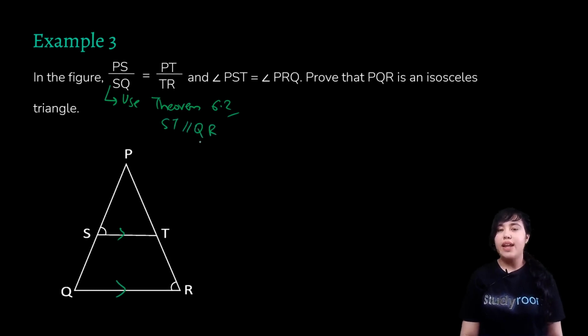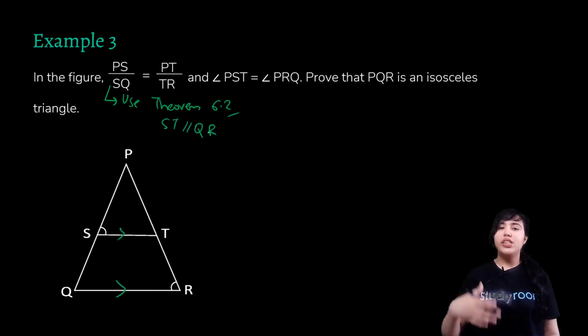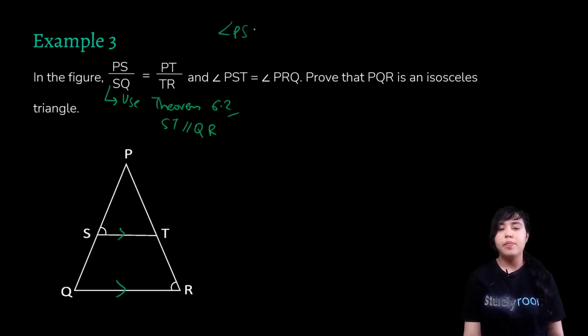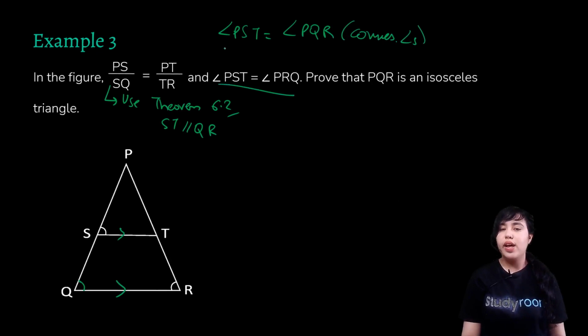Now if ST is parallel to QR, you know that parallel lines have some properties of their own, like alternate angles are equal, corresponding angles are equal. So here you will make out that angle PST is turning out to be equal to angle PQR, okay? And what is the reason over here? Corresponding angles are equal. But angle PST is given to be equal to angle PRQ. So we can equate these two angles, then we can say angle PQR is equal to angle PRQ.